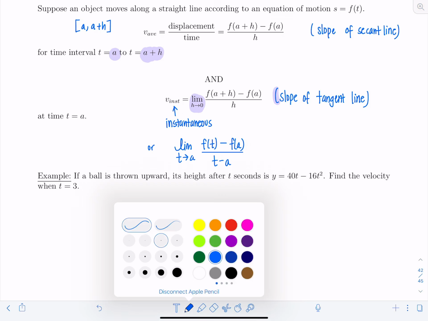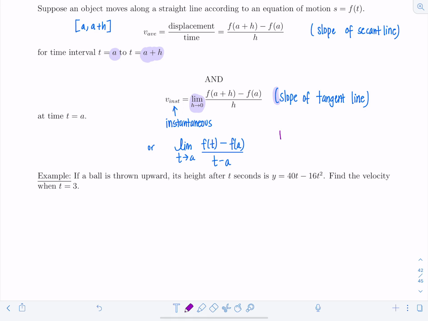All right, very good. Now, occasionally they'll be asking you for speed. So, as a note, speed is equal to the absolute value of velocity. Why is that? Well, remember, velocity has a magnitude and a direction. Speed just will have the magnitude only. What do we mean by that?